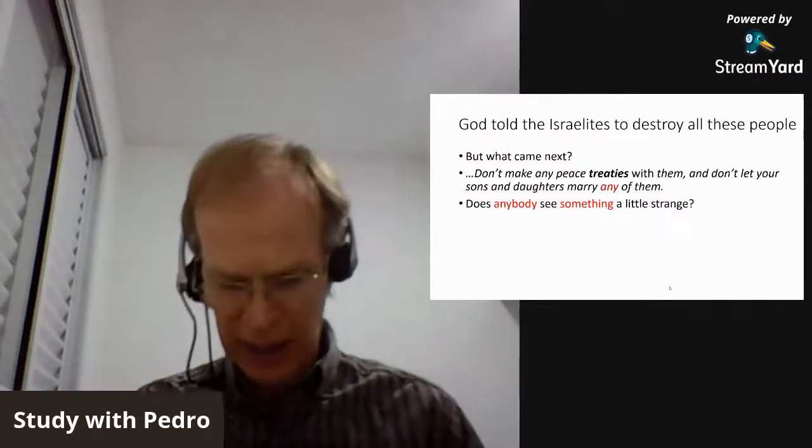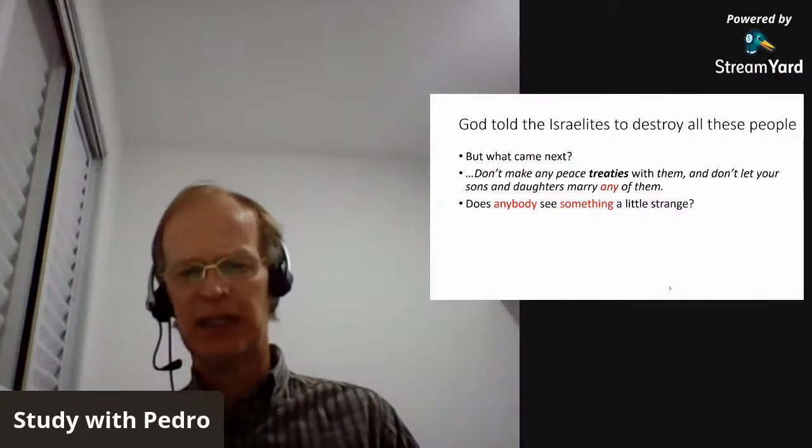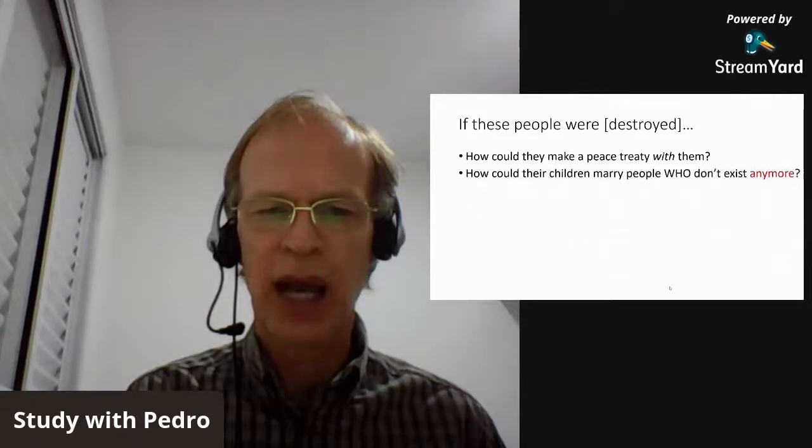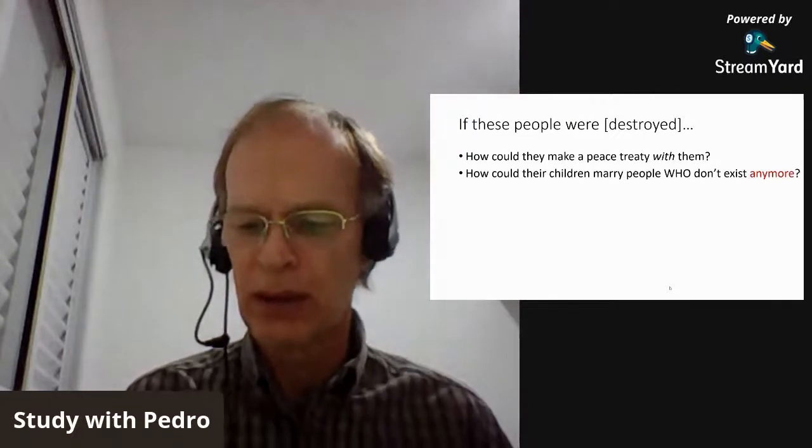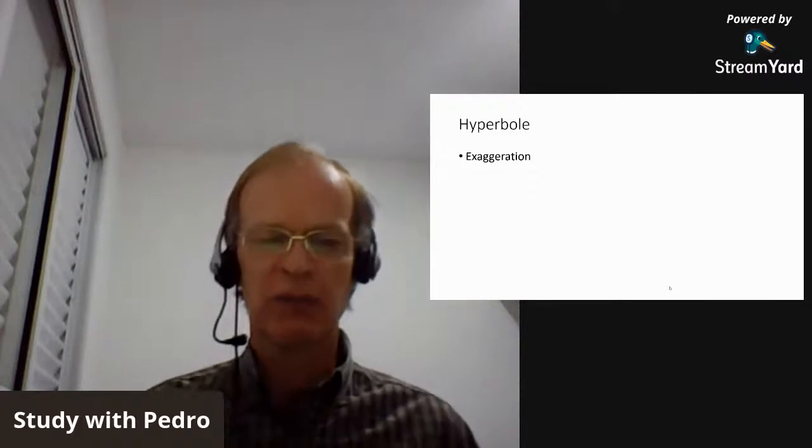Now, does anybody see something a little strange? Estranho? Does anybody see anything a little strange? Então, these people were destroyed. Foram destruídos. How could they make a peace treaty with them? How could their children marry people who don't exist anymore? And here it's hyperbole. We looked at hyperbole. It's exaggeration. Exageração. And we use that to prove something, provar, or to emphasize.